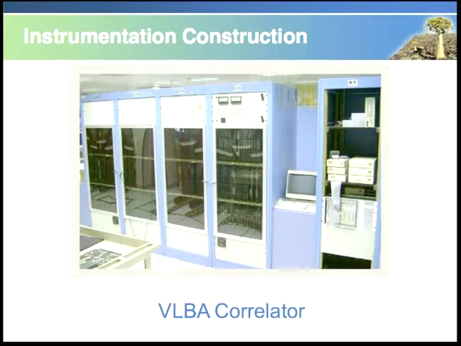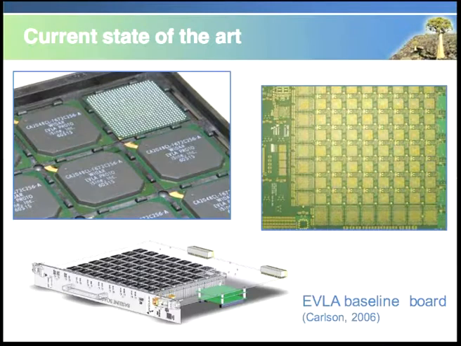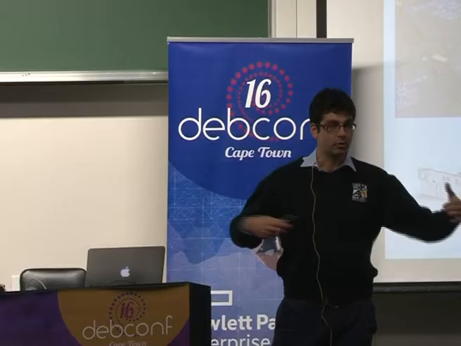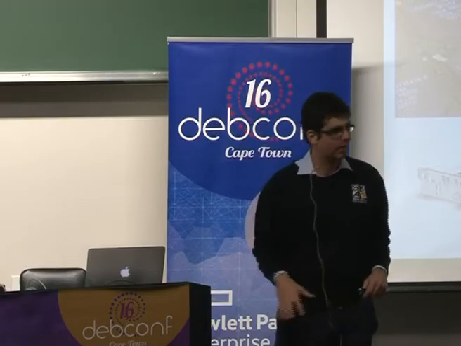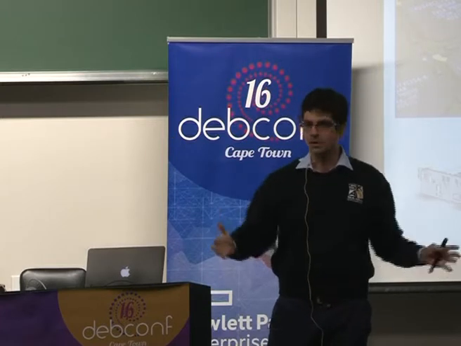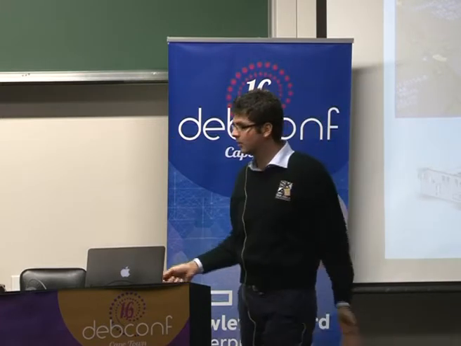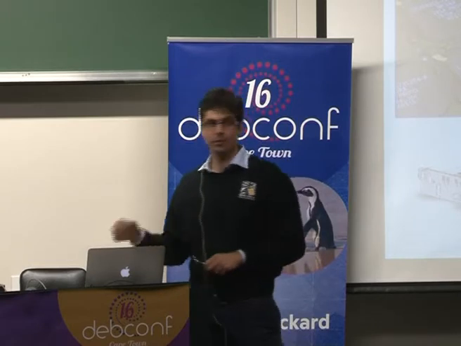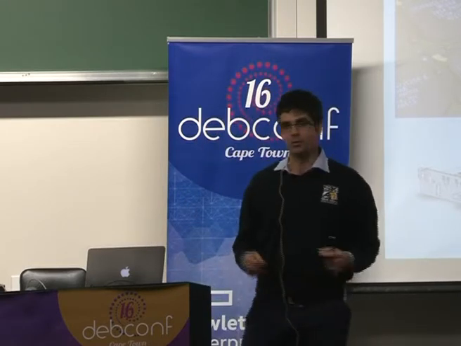So you build these cards with all the logic on, and then you stack them in these racks, and you've got a room full of these things to build a correlator this size. And the current state of the art is to do this using ASICs. So this is the EVLA, an upgraded version of the Very Large Array in New Mexico. You basically take the PCB, you build them as big as you can, some of them are 2 meters square, and you just pack them with ASICs. And you slot them into these big chassis cabinets, and you put lots and lots of cabinets in the room, and you connect them all with ribbon cables, and hope you haven't miswired something.